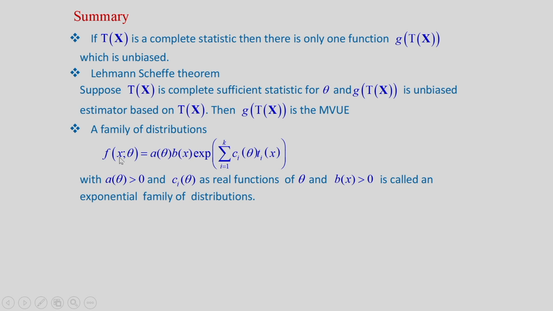So, it is given by f of x theta is equal to a theta into bx into exponential of sum, that is i going from 1 to k, of ci theta into ti x. So, this is the exponential family of distribution with a theta greater than 0, ci theta a real function, and bx is also greater than 0 because this is a probability, therefore, this must be greater than 0, and this is the exponential family of distribution.